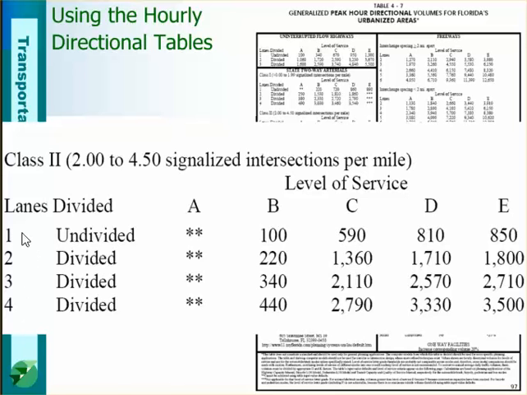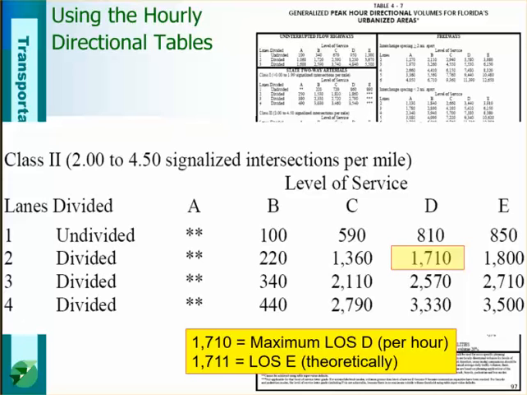Also, let me point out that in the table for the directional, in this set of tables, one lane really means a 2-lane roadway. 2-lane really means a 4-lane roadway, because we are going in one direction. And these numbers are the maximum service volumes in one direction during the peak hour.